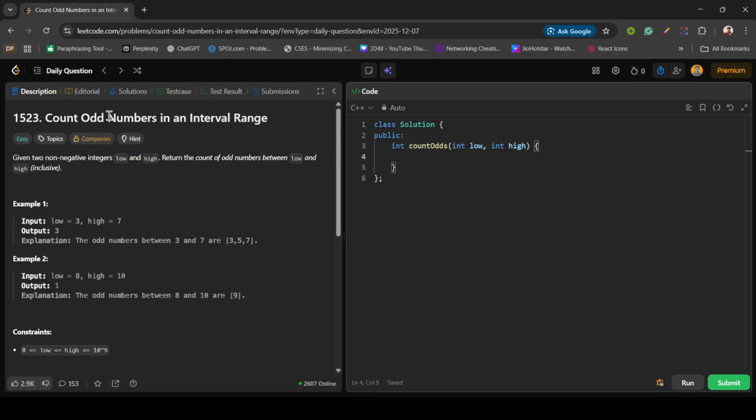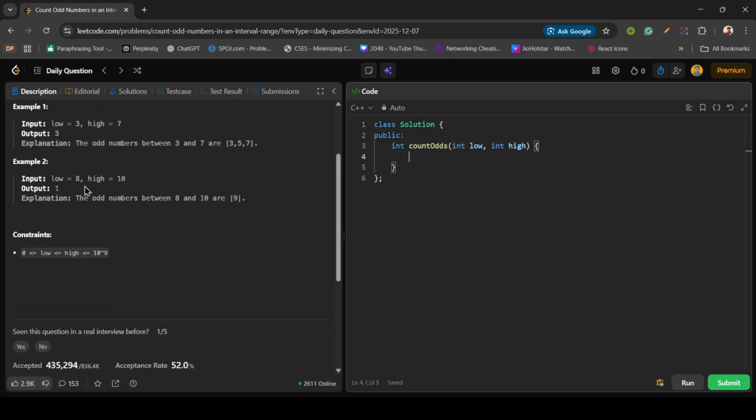Okay, so today's question is count odd numbers in an interval range. Given two non-negative integers low and high, return the count of odd numbers between low and high inclusive. For example, in the input, low is equal to 3 and high is equal to 7. The odd numbers, including 3 and 7, will be 3, then 5, then 7. 3 odd numbers, right?